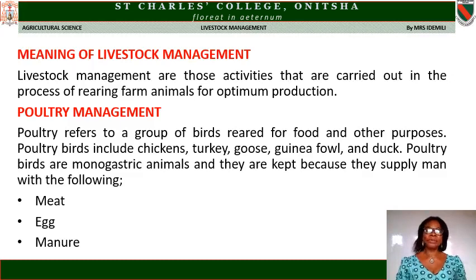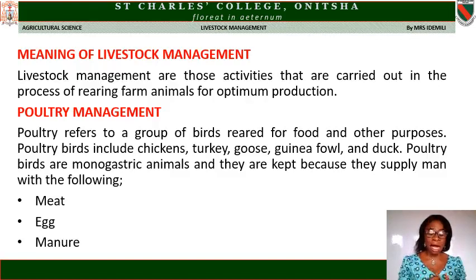Now to the lesson. Meaning of livestock management. Livestock management are those activities carried out by the farmer in order to rear farm animals for optimum production. We are going to specialize today on poultry management. Now, what is poultry management? Poultry, first of all, refers to a group of birds reared for food and other purposes by the farmer. Poultry birds include chickens, turkey, geese, guinea fowl, and duck.